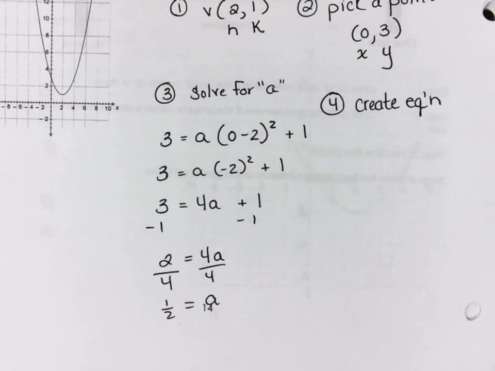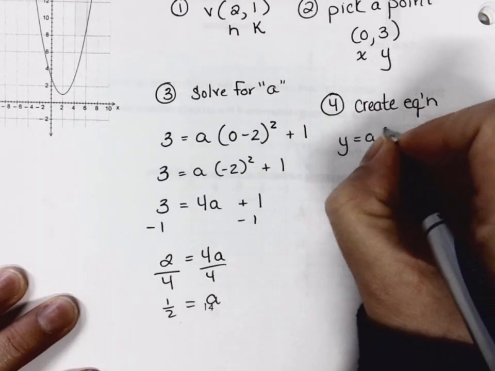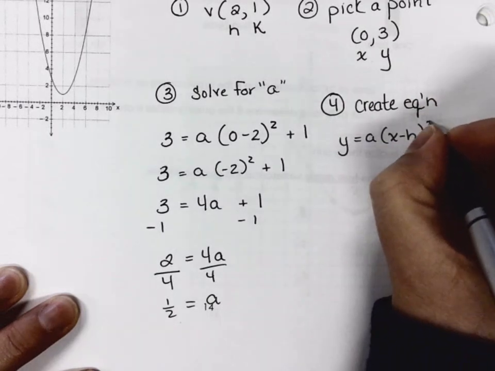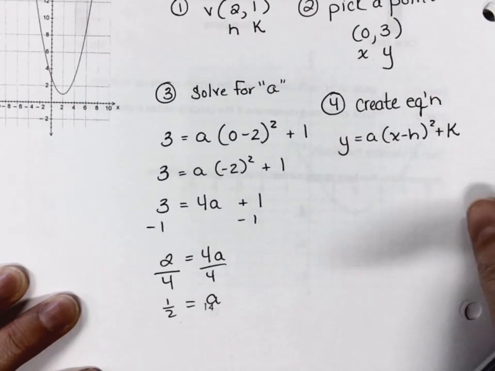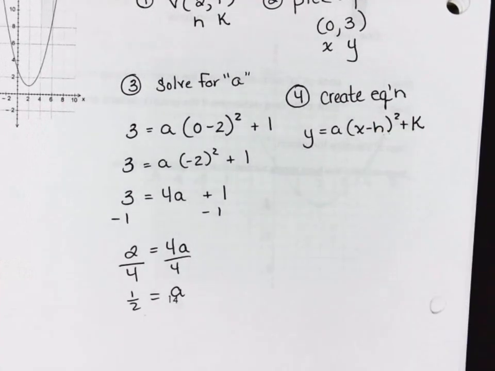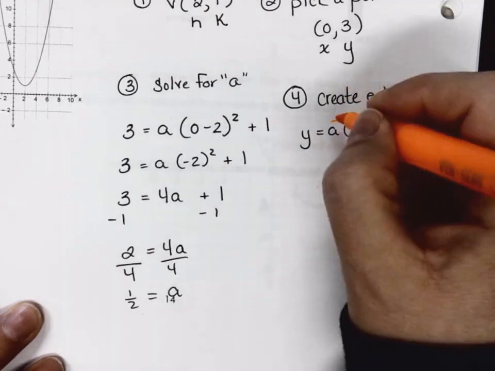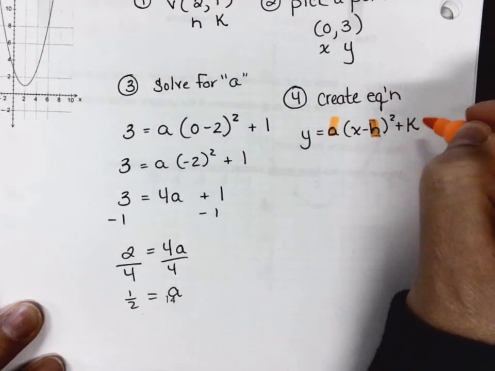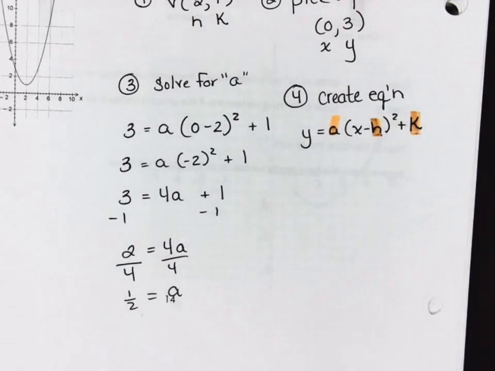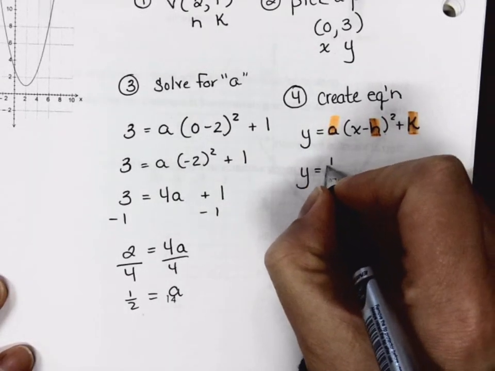The a has to be replaced with a number, the h has to be replaced with a number, and the k has to be replaced with a number. The x and y go back to variables. So when we put this together, we're going to fill in. So we put y equals, a is 1/2, x minus 2 squared plus 1. This is the answer to that question.